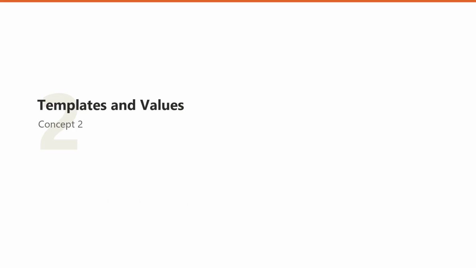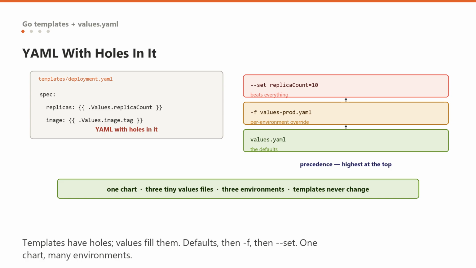Concept 2. How the parameterization actually works. Here is the core mechanic. In your templates directory, you write normal Kubernetes YAML, but wherever something varies, you punch a hole in it. When Helm renders that template, it looks up replica count in your values and substitutes it. Where does the value come from? A chain, and precedence matters. Bottom of the chain, the defaults in values.yaml. And at the top, a command line --set, which beats everything.